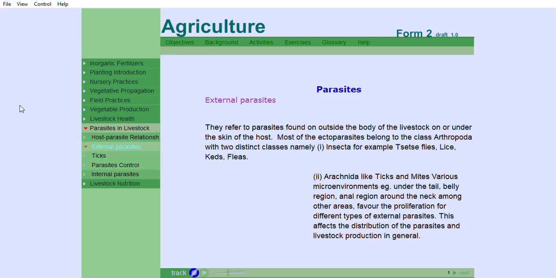External parasites. They refer to parasites found outside the body of the livestock, on or under the skin of the host. Most of the ectoparasites belong to the phylum Arthropoda, with two distinct classes, namely Insecta, for example, tsetse flies, lice, keds, and fleas, and Arachnida, for example, ticks and mites. Various microenvironments, for example, under the tail, belly region, anal region, around the neck, favor the survival of different types of external parasites. This affects the distribution of parasites and livestock production in general.